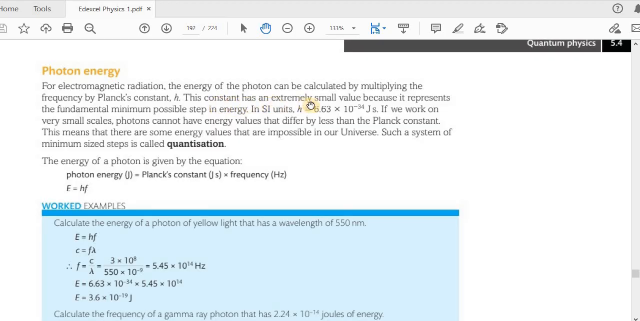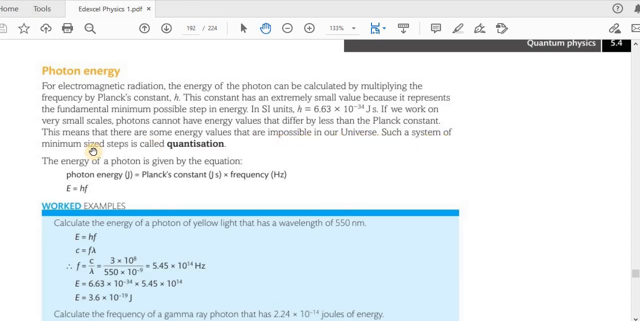This constant has an extremely small value because it represents the fundamental minimum possible step in energy. In SI units, h is equal to 6.63 × 10^-34 joule seconds. This is also given in your data sheet, so no need to memorize these values, but when you do a lot of questions, you will automatically memorize it. If we work on very small scales, photons cannot have energy values that differ by less than the Planck constant. This means that there are some energy values that are impossible in our universe.